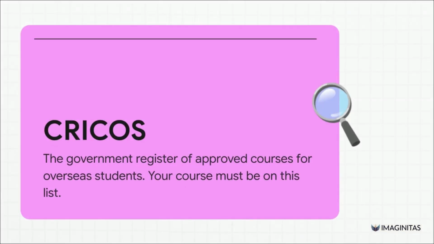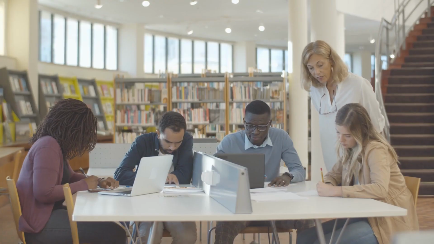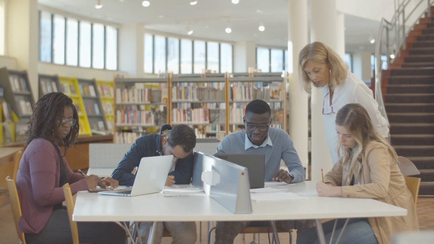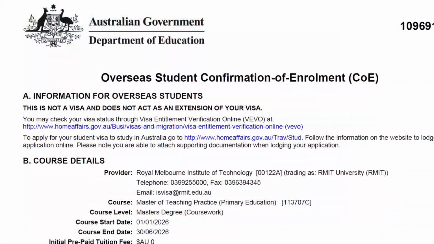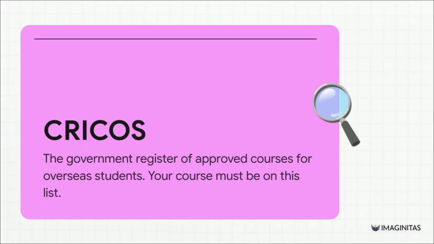And just so you know, there's a whole system behind this. Your course has to be on a special list called CCRIS. Just think of it as the official government directory of approved courses for international students. If a course isn't on that list, you can't get a student visa for it, period. Your CoE is your proof that you're in one of those approved courses.